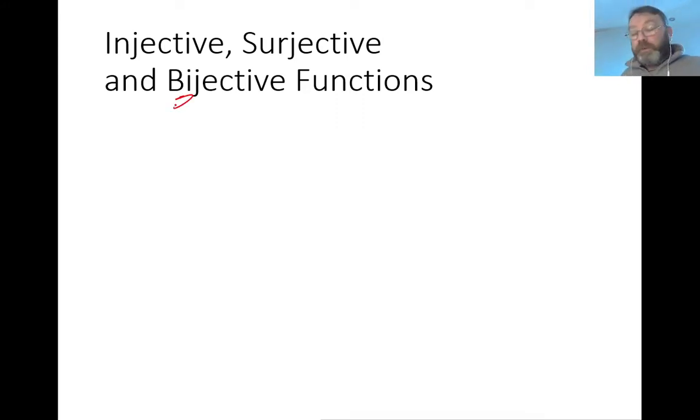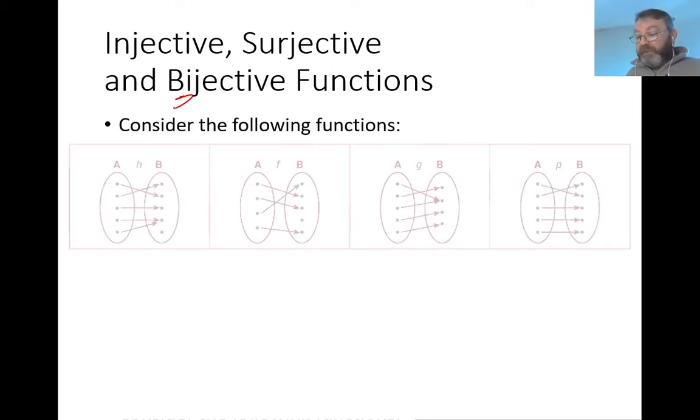Bi means two, okay? So I'm really going to just focus in on injective and surjective, and what do they mean, and how are they recognized in terms of a given function with its domain, and with its range, and with its codomain. So consider the following function.